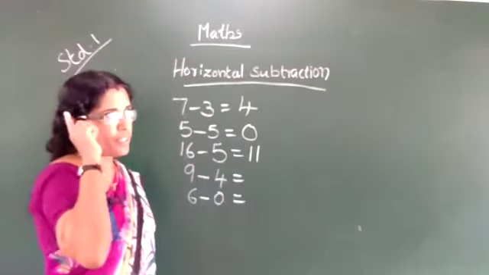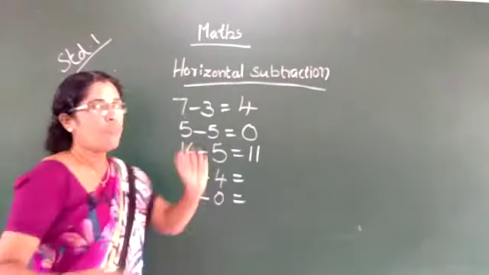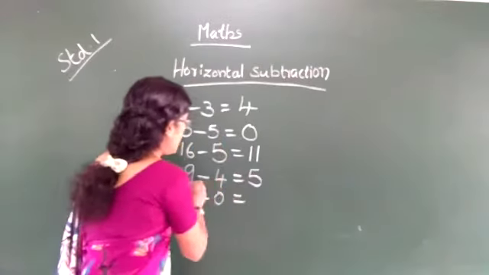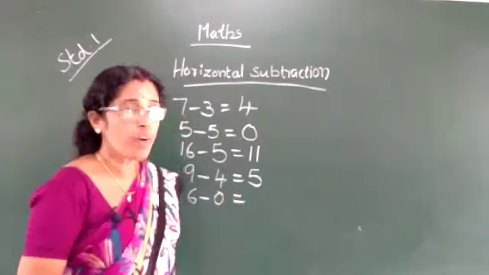Next, 9 minus 4. 4 is in the mind. After 4, count 5, 6, 7, 8, 9. How many fingers? 5. 9 minus 4 is equal to 5.